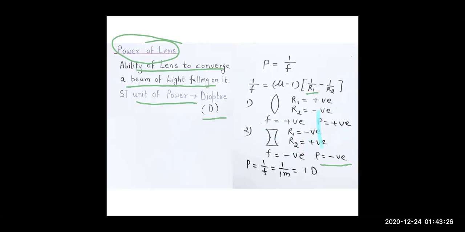So P equals to 1 by F, and here comes the definition of one diopter. So one diopter is the power of the lens, जिसका focal length कितना होगा बेटा, 1 meter. So you can define diopter, one diopter is the power of the lens with focal length 1 meter.